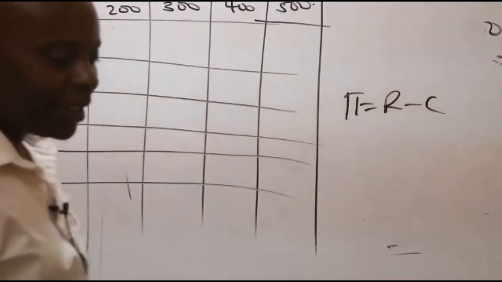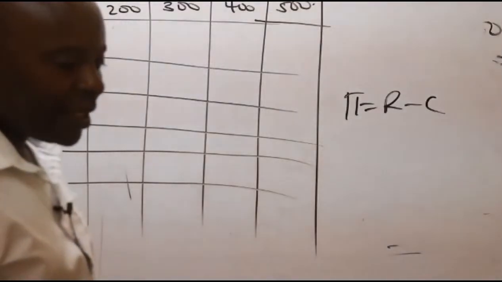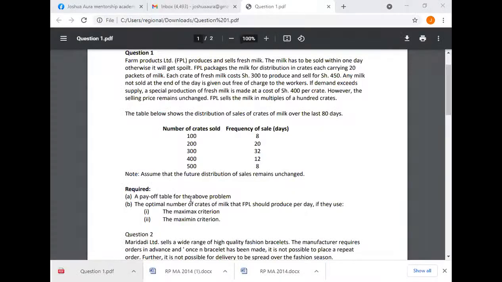You can see the idea that Njeri has brought here. Njeri tells us, ladies and gentlemen, that in this particular scenario, the examiner has made sure that we do not disappoint anybody. Every time we shall be able to meet whatever demand. If demand is more, we shall be able to produce the excess at a higher cost. And we are told here, the milk has to be sold within 1 day, otherwise it will get spoiled.